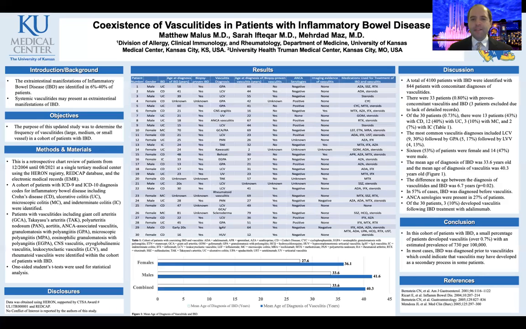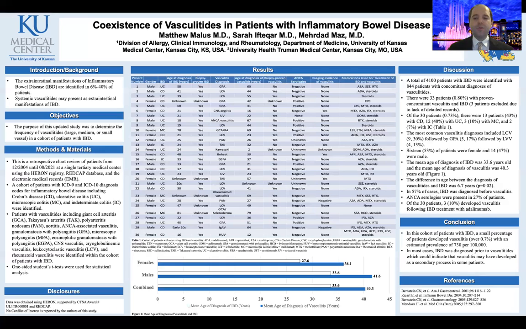The rate of vasculitis was similar between Crohn's disease and ulcerative colitis. Leukocytoclastic vasculitis was the most common vasculitis that was associated, at 30%, followed by granulomatosis with polyangiitis at 17%, followed by large vessel vasculitis at 13%. The mean age of diagnosis of inflammatory bowel disease was 33.6 years of age, and the mean age of diagnosis of vasculitis was 40.3 years of age.